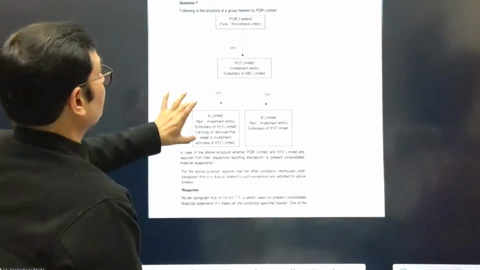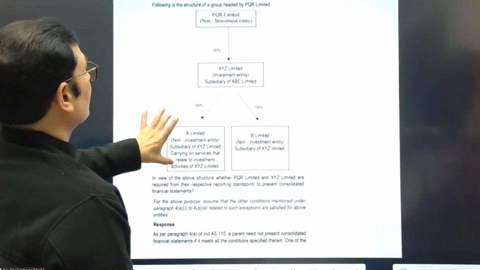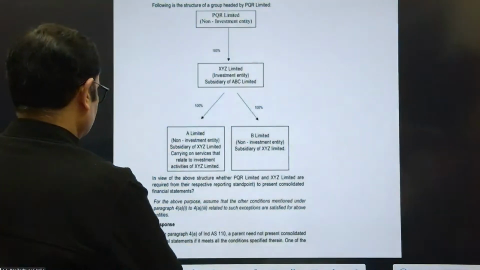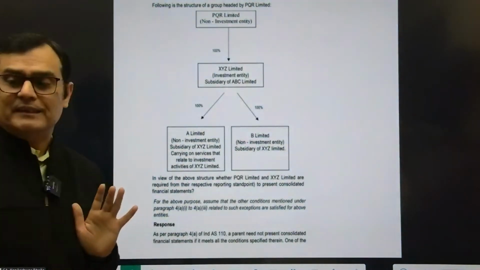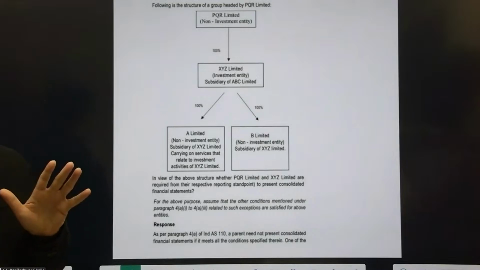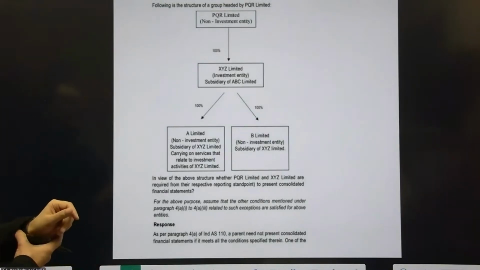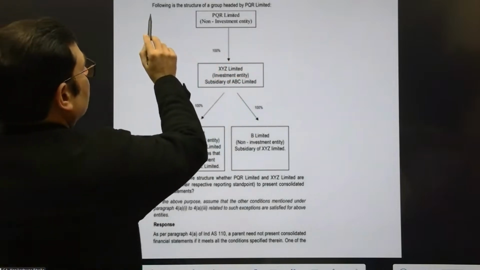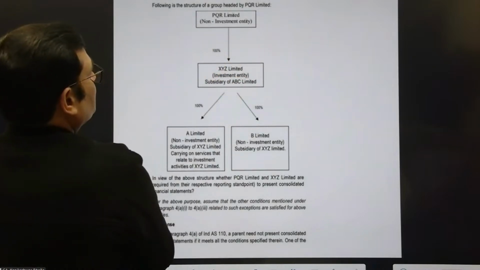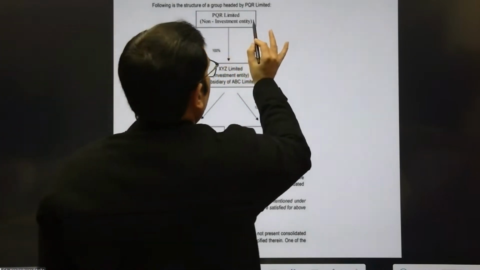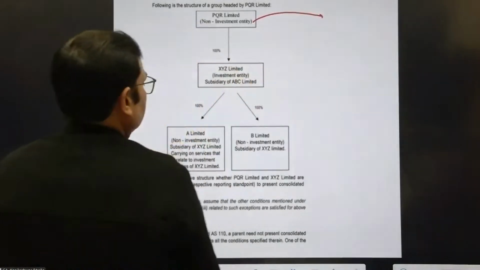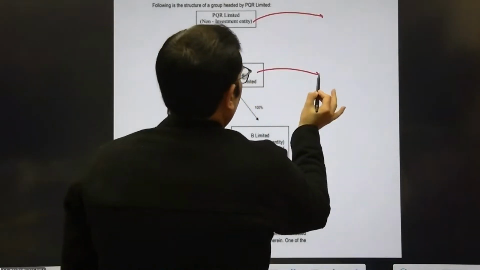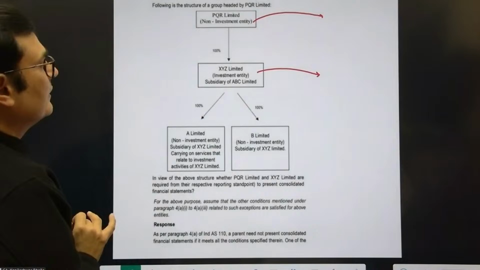Here you'll see now everything. You look at the inputs in terms of the 3-step model as well as the inputs in terms of 4 conditions. Everything is contained. Let's begin. So I am looking at the following structure of a group which is headed by PQR. This is like the top company and this is like the middle company. So let's get one thing again clear.